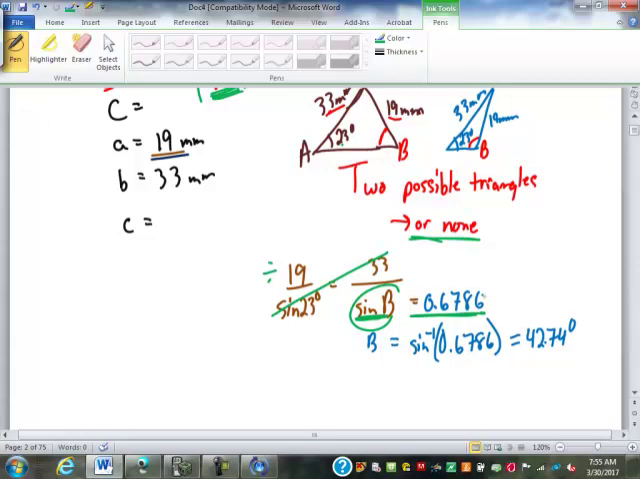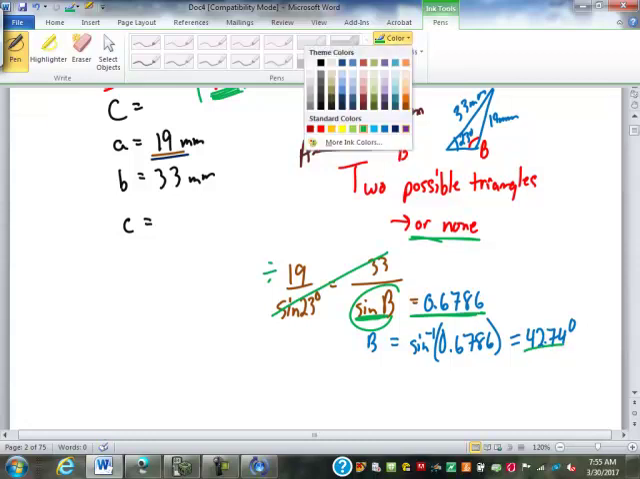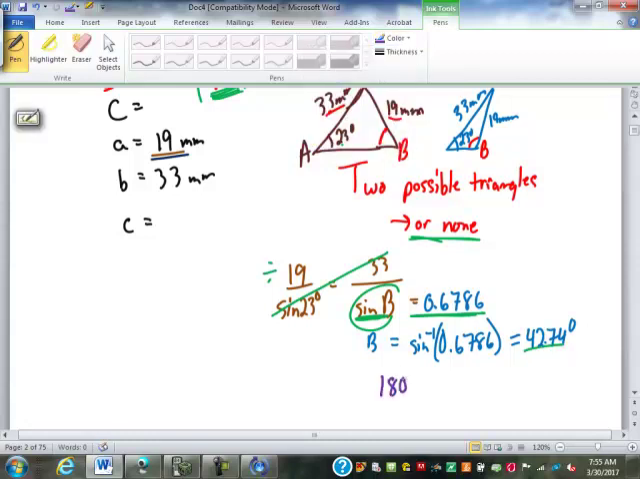But now in this case, since we were told it was obtuse, now that we have done the inverse sine, we do have to do that extra step of 180 minus the 42.74, which is going to be 137.26 degrees. Those are the two possible answers. Then you'd have to solve it twice and have two different possibilities listed.